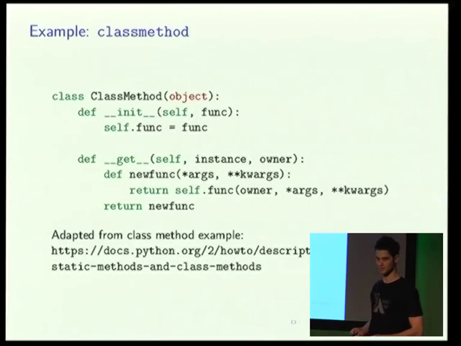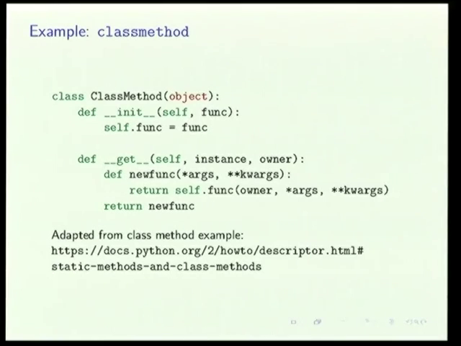Okay, another example is classmethod. So is anyone not familiar with classmethod? I did explain it briefly before. Okay, so in this case, again we have a constructor. This one's going to take a function. Now that allows us to use it with the decorator syntax. We have a __get__, no __set__, because it doesn't make a lot of sense in this case. And in __get__, we simply take the original function and wrap it up in a new function that just takes an arbitrary number of positional and keyword arguments.